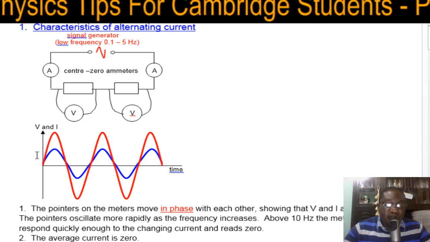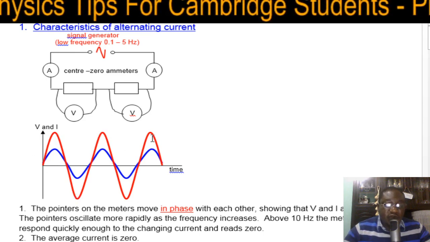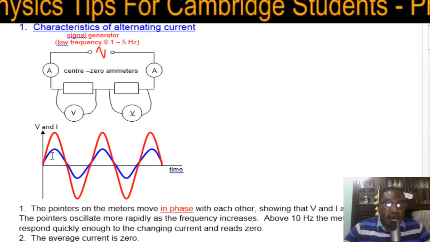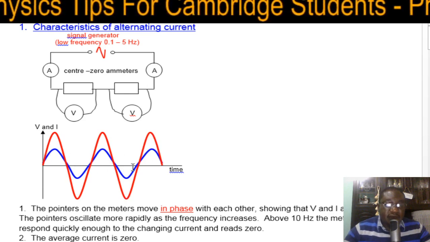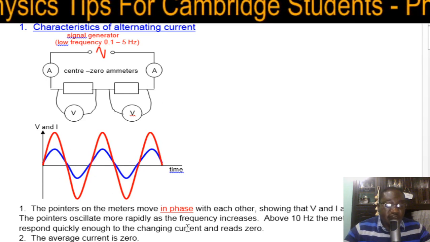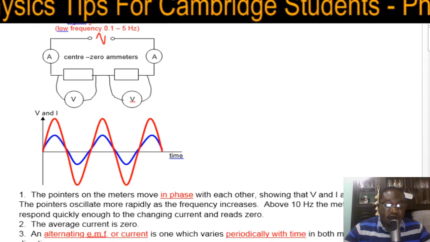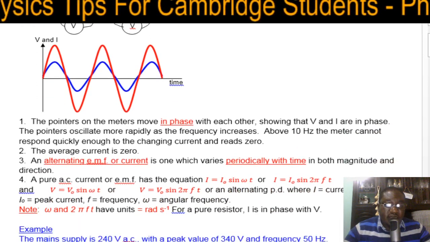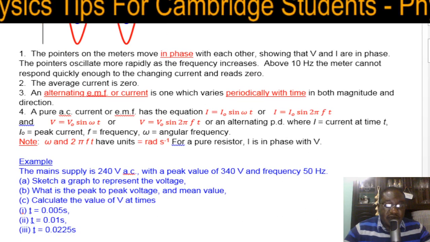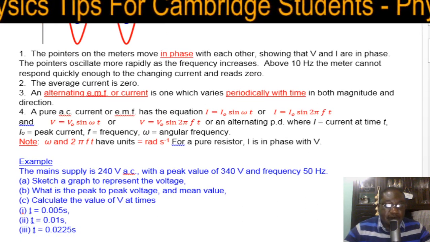Now the waveform for an alternating voltage or current is what you see here. The red one representing the voltage and the blue one representing the current. And as you can see, the two are in phase all the time. They are in phase. So we define an alternating EMF or current as one which varies periodically with time in both magnitude and direction.